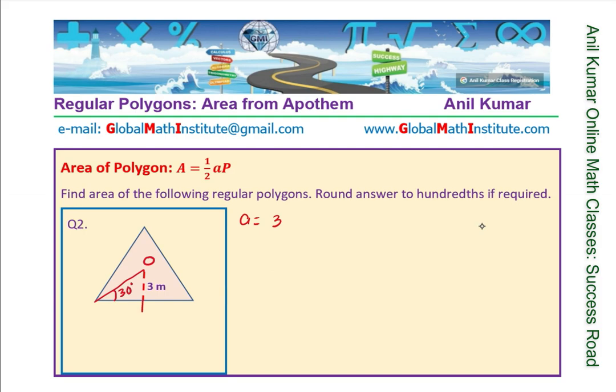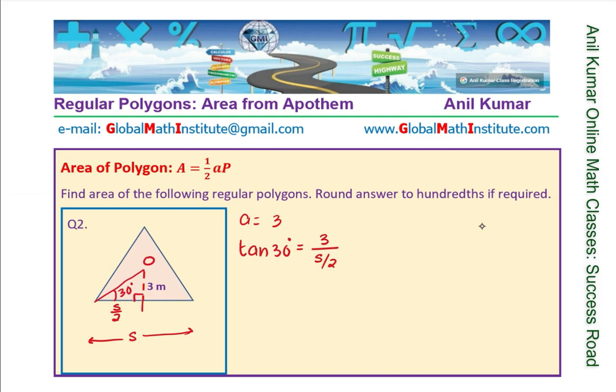If S is the total side length, then half of S will be in this particular triangle which we are looking at. And the triangle is a right angle triangle. So we can relate them with a trigonometric ratio, which is tan of 30 degrees. So tan of 30 degrees is equal to the apothem, which is 3 in this case, over S by 2.